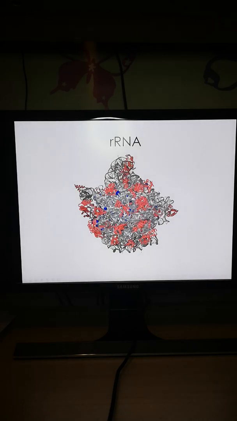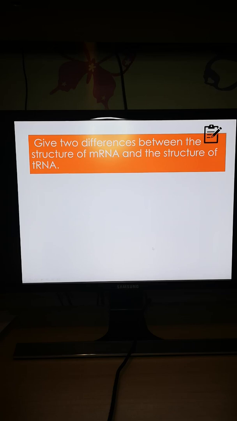So our rRNA then, all you need to know about rRNA is it's combined with protein to form two subunits, the small and the larger subunit, that make up the ribosome. That's it. So focusing then on our mRNA and our tRNA, can you give two differences between their structure? Pause, have a go, and then rejoin.